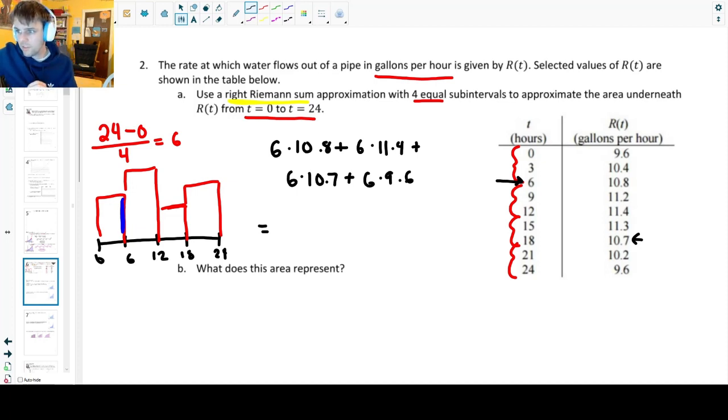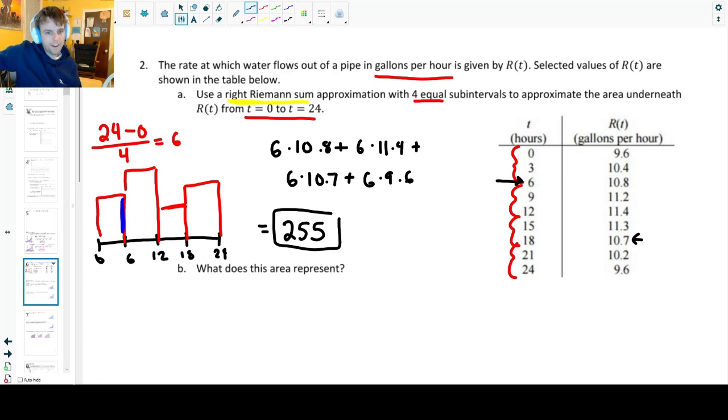I'm doing it here off to the side. So we have 6 times 10.8. Now, something you can do here, right, since everything is multiplied by 6, you can do 6 times and then add up all those values there. So 6 times 10.8 plus 11.4 plus 10.7 plus 9.6. So I'm adding up all those values and then multiplying them all by 6. And so I get a total Riemann sum approximation of 255. So 255.